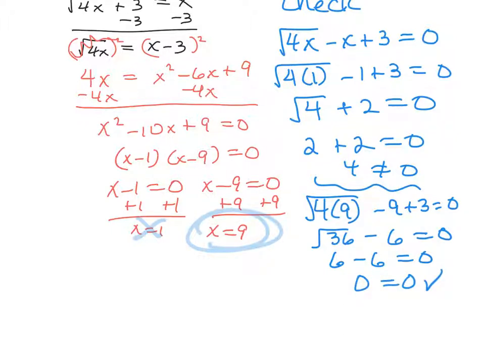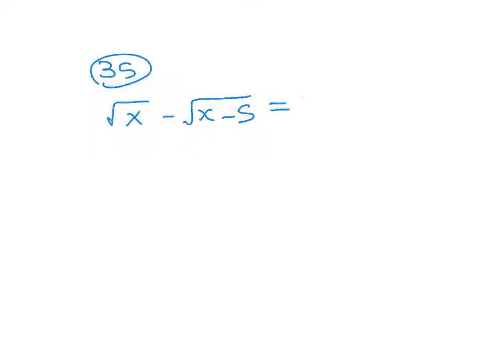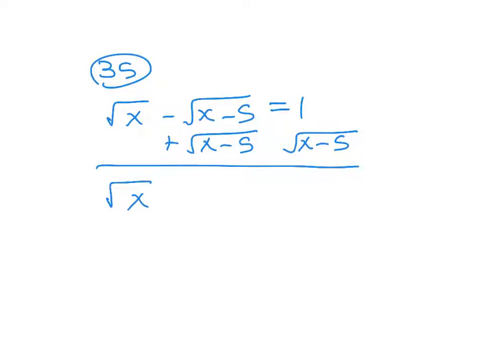The next question is number 35. And 35 has the square root of x minus the square root of x minus 5 equals 1. Again, my first step is to isolate the radical. So I'm going to add the square root of x minus 5 to the other side. I now have 1 plus the square root of x minus 5. Next step, now that the radical is isolated, square both sides.